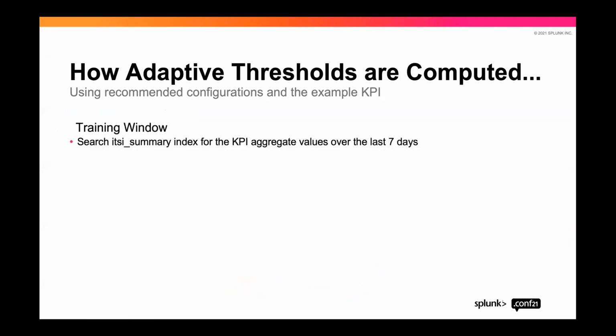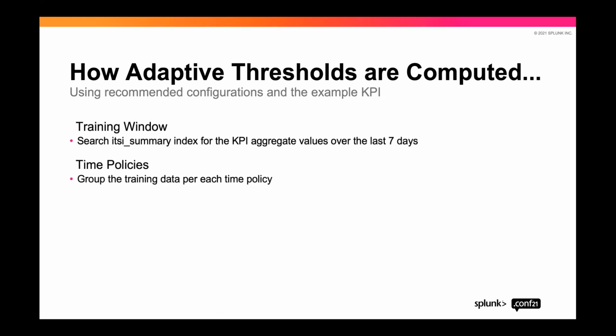So how they're computed, right? The training window: ITSI runs that search I talked about, looks at the aggregate values over the last 7 days for the different time periods. Same thing, still looking at the time periods when you're doing the backfill. Next thing is the time policies. We talked about that. They're grouping the training data together per each time policy, like I said.